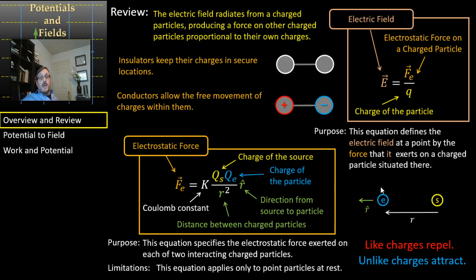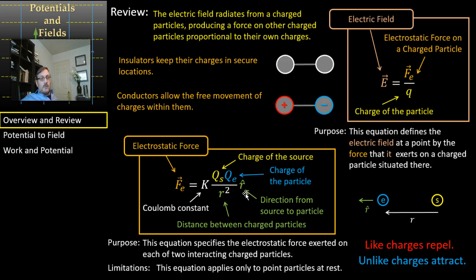If these are both the same charge, the electric field will point in the opposite direction. The force will push off in the direction opposite of them. If these things have unlike charges, if this is negative and that's positive, or vice versa, you have to reverse this arrow, and this is going to be pulled towards the source rather than pushed away from it.